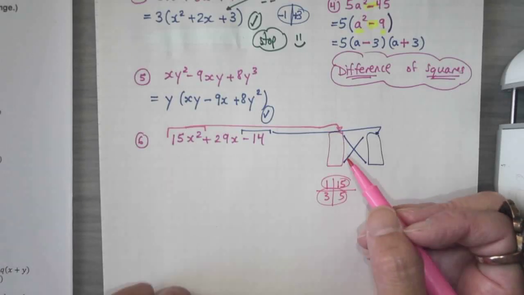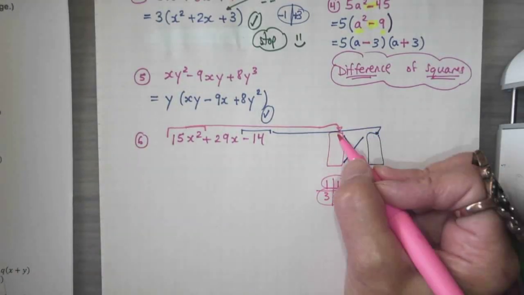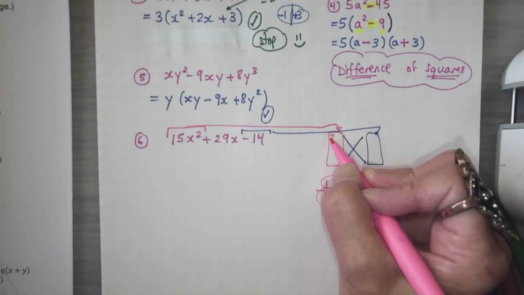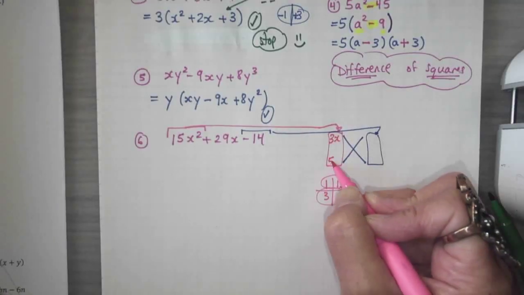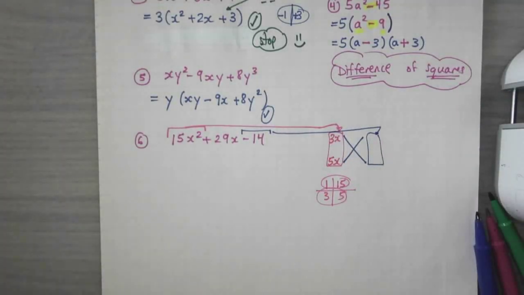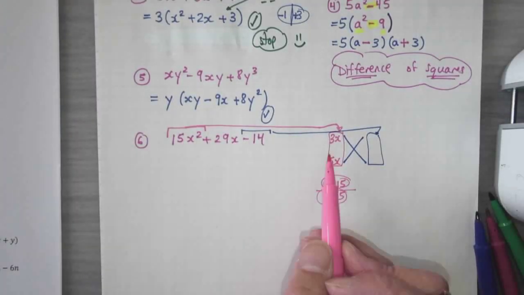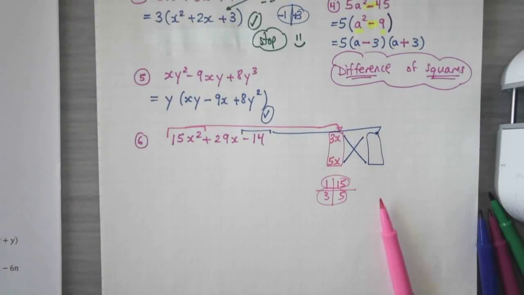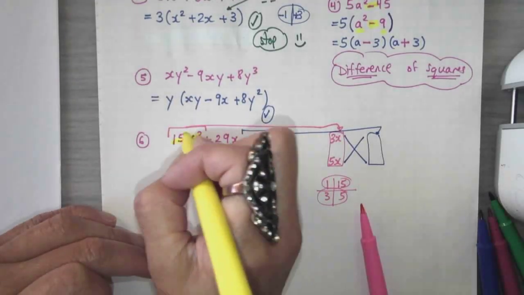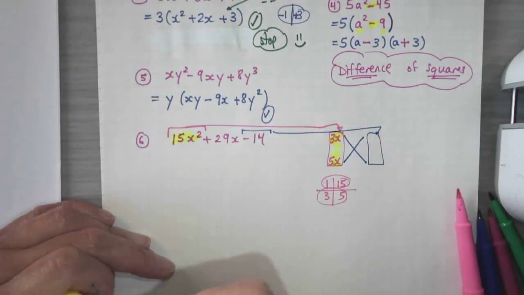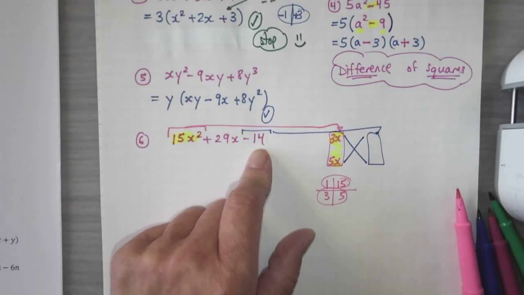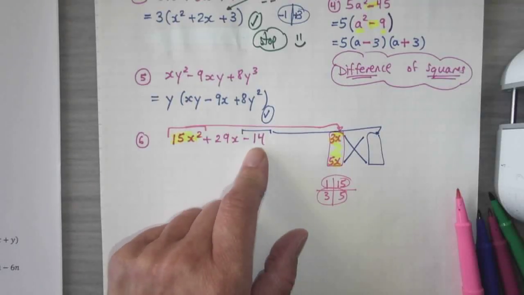I'm not going to start with the 1 and the 15 because 15 times anything is pretty big. So let me just wait on that one. I'm going to just start with the 3. So let's do 3x and 5x. So that's the first term right here. Okay, so this first term, we grab it and put it on this left side.